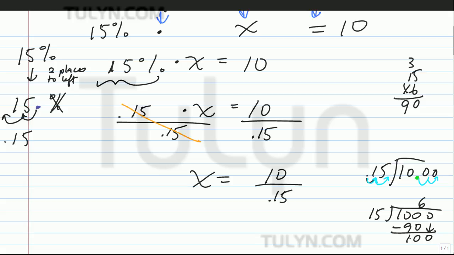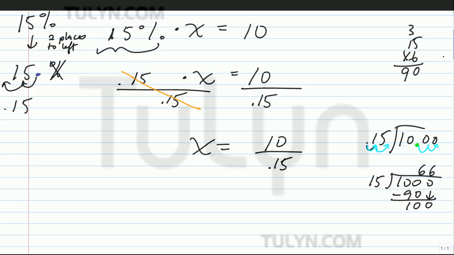Bring down the 0. 15 into 100. That's going to go in 6 times. So then subtract by 90. We're going to get another 10. And then if we bring down another 0, it's going to be another 100. And it's just going to be 66.6 with a bar over it. It's just going to be 66.66666.